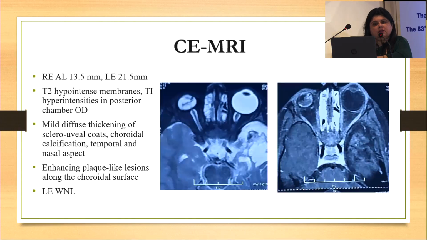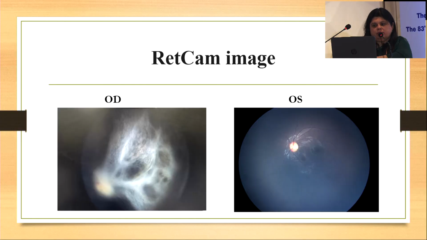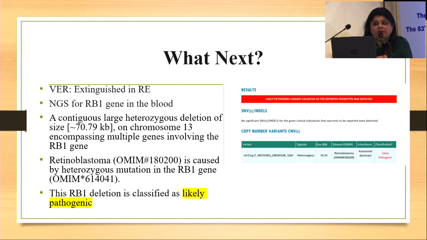Are there any seeding in the vitreous? No, there was none. It did look like it, but that's why we were surprised at the genetic testing. Could it be an incorrect genetic interpretation? Yes, that's also one of the possibilities, that it could be incorrect genetics. But then, what do we do?